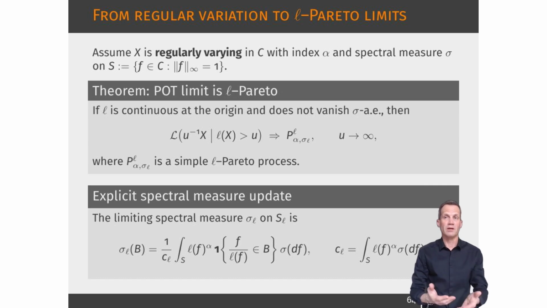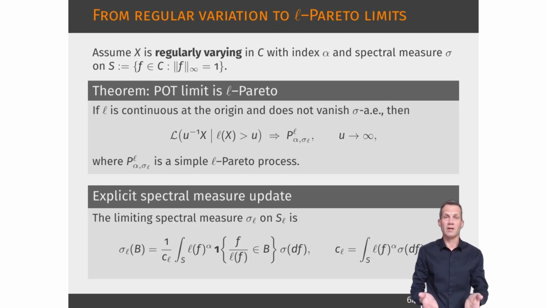The assumption is that the original random process is regularly varying in a space of continuous functions. This means that the probability of very large functions has a power law structure, and that extreme shapes converge to a limiting spectral measure. The theorem says that under mild conditions on the cost functional, the conditional law of the rescaled process given a high cost exceedance converges to an L Pareto process.